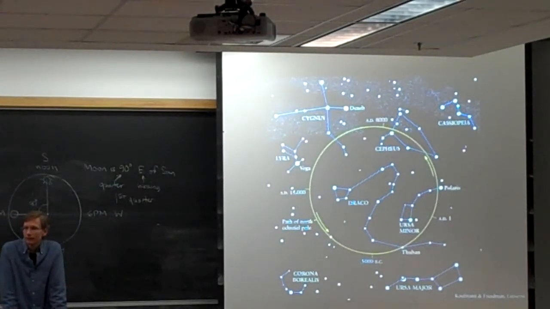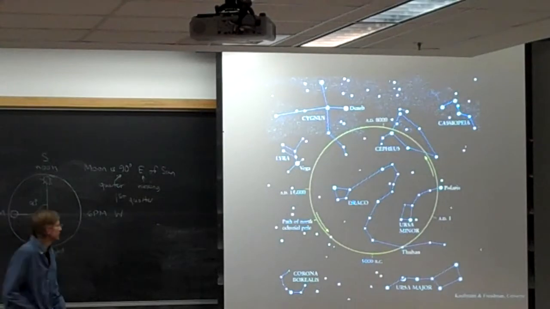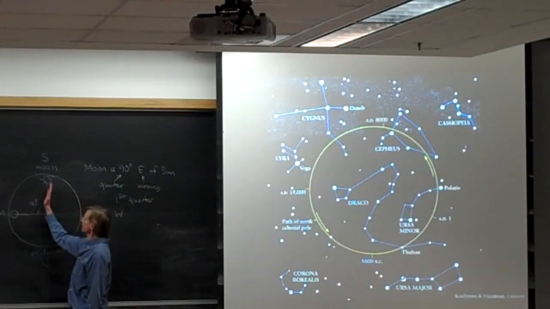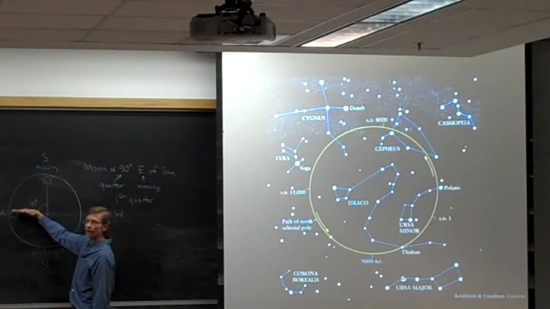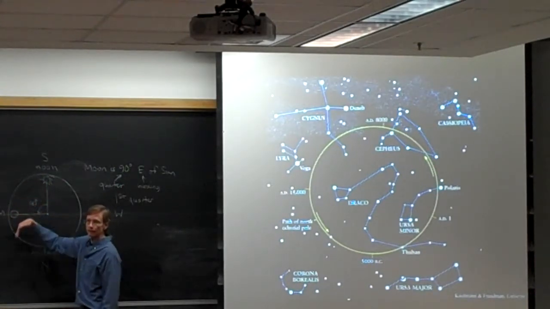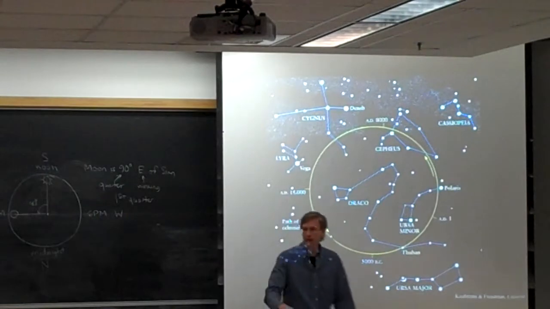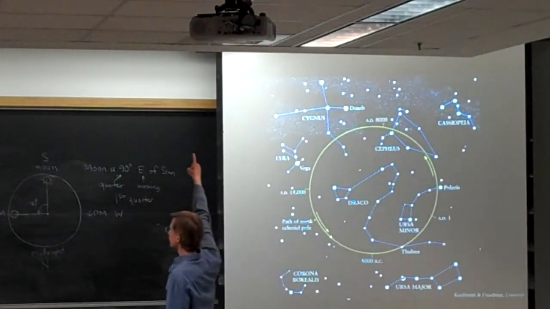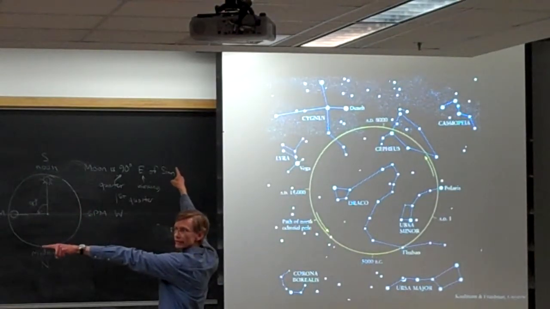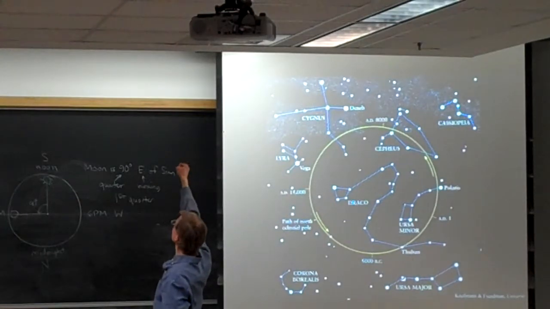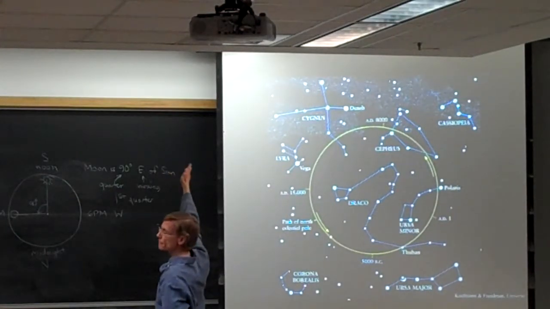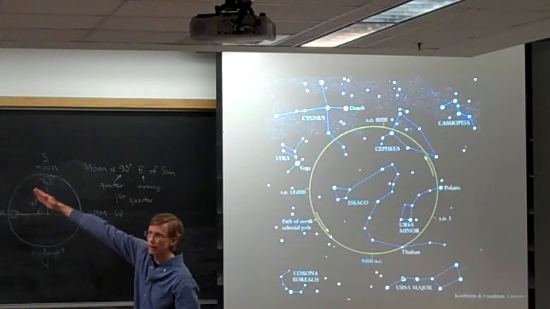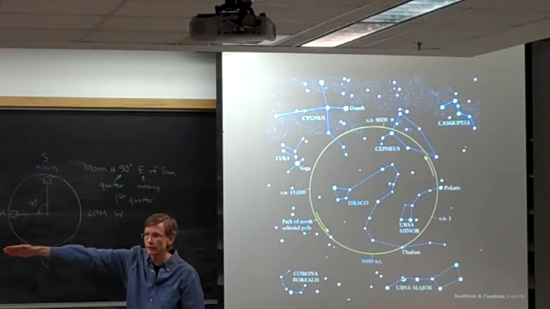Wait, how do we know the moon was east again? Because here I'm pointing at the sun, and to get to the moon, I'm going towards the eastern horizon. In other words, if here's the sun, high in the sky in the south, the moon is rising over there in the east. So to get to the moon from the sun, I'm arcing towards the eastern horizon. And that means I'm arcing eastward.